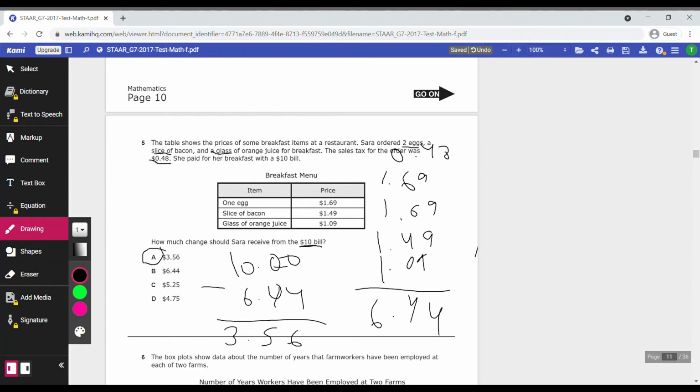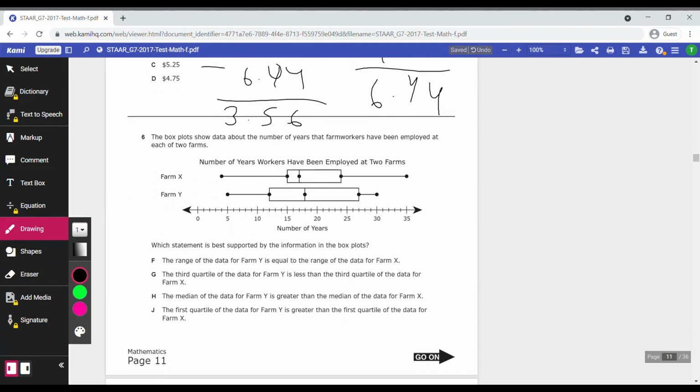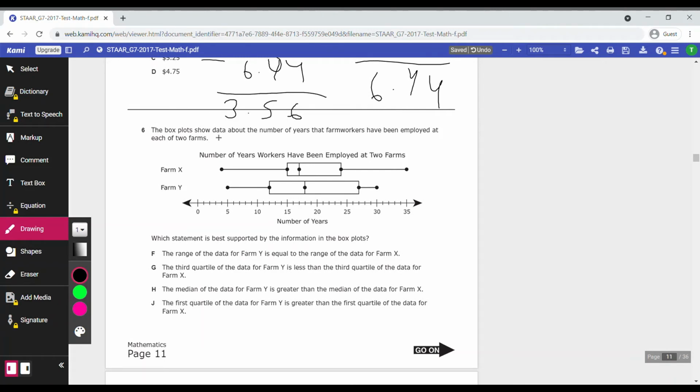A. 6. The box plot shows data about the number of years that farm workers have been employed at each of the two farms. Which statement is best supported by the information about box plots? The range of the data from farm Y is equal to the range of the data from farm X.